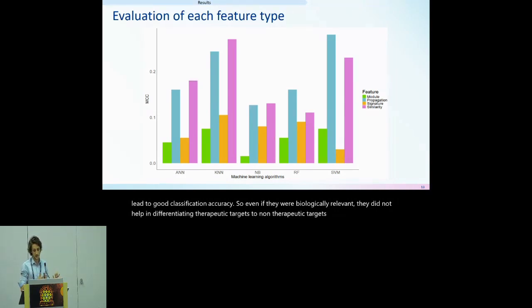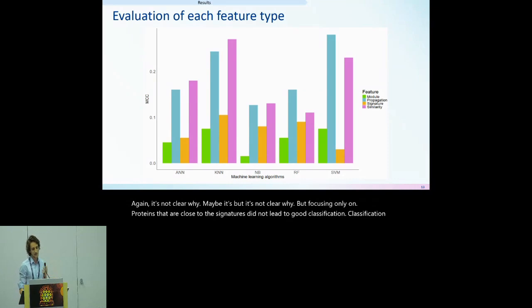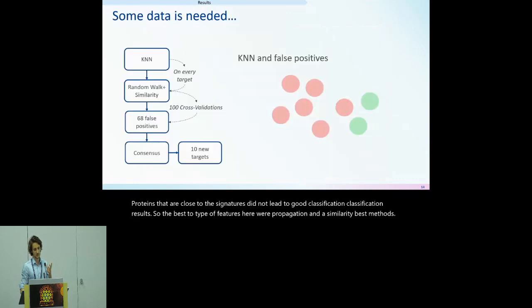And most surprisingly, these signature-based features also did not lead to good performances, which is surprising because the bulk of the papers published in target repositioning use this method. And so, again, it's not clear why. Maybe it's not clear why, but focusing only on proteins that are close to the signatures did not lead to good classification results. So the best two types of features here were propagation and similarity-based methods, which were then used for the final prediction of targets.